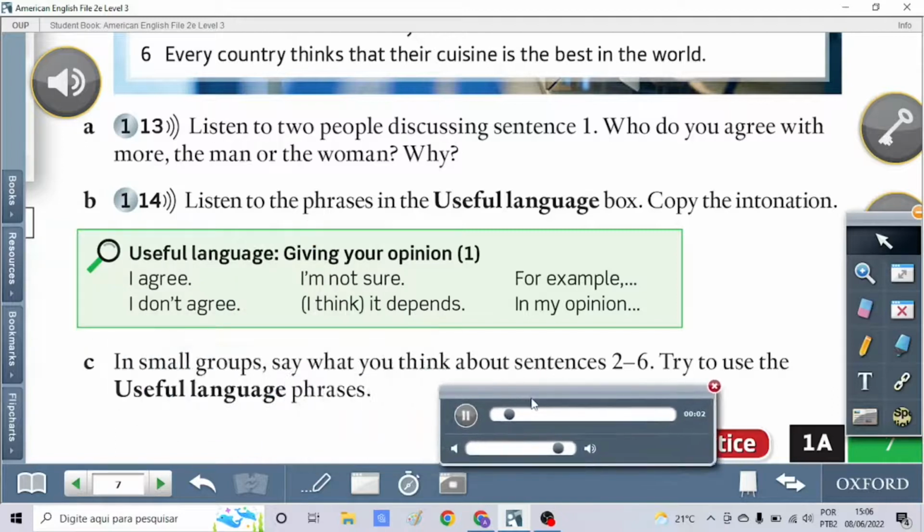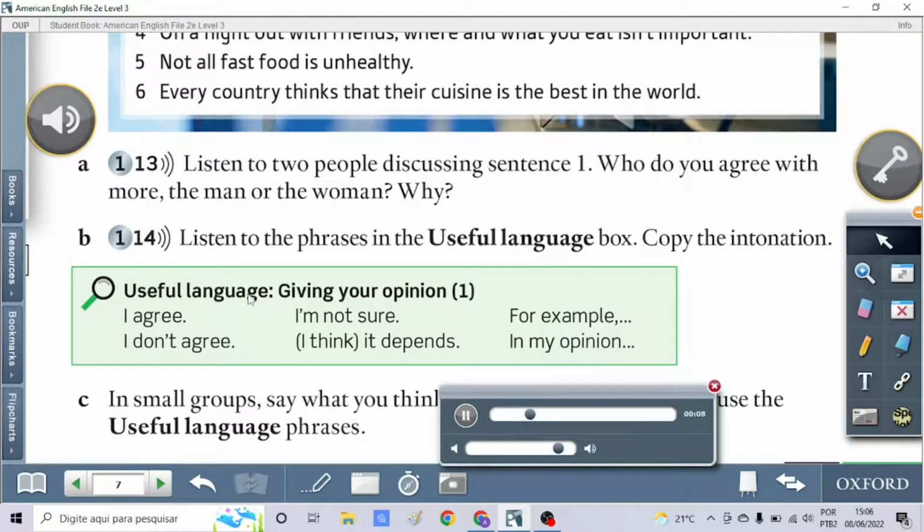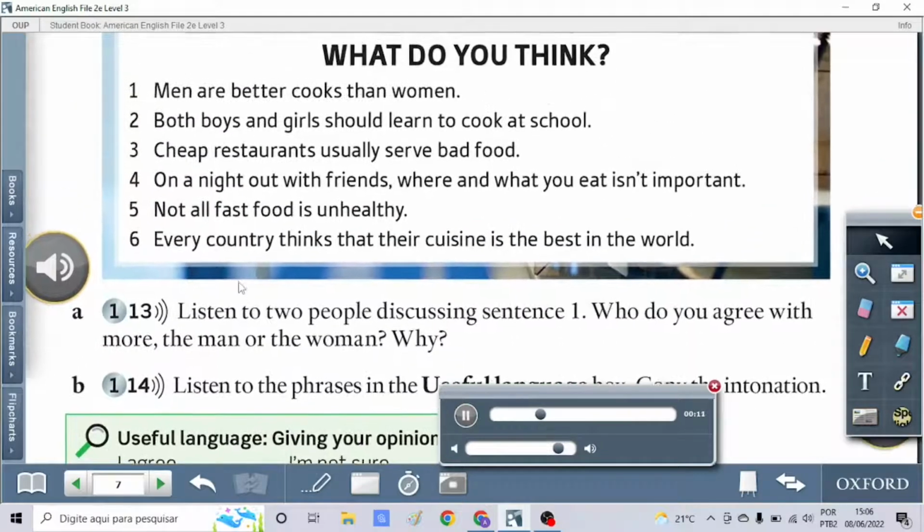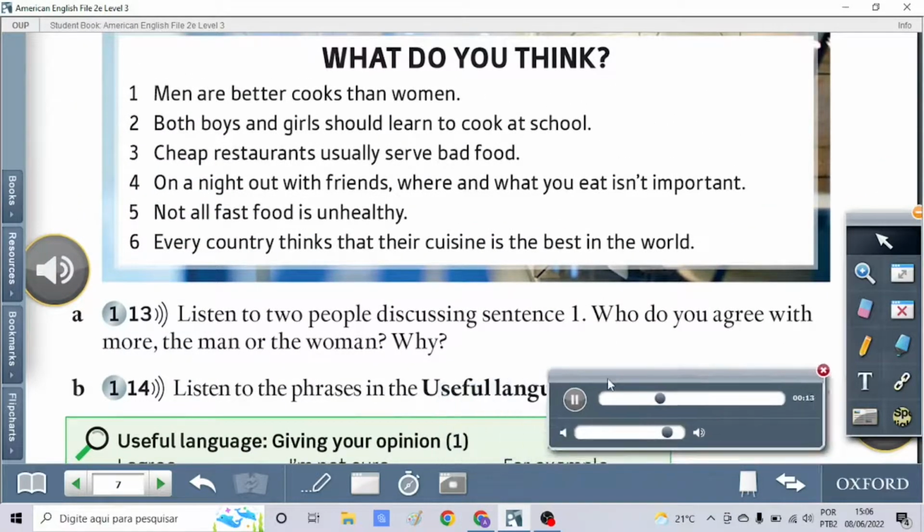I agree. In most top restaurants, the chef is a man. For example, Mario Batali or Marcus Samuelsson. I don't agree. There are many more women chefs than before in restaurants. And at home, women cook much more than men. That's true, but I still think men are better cooks. They're more adventurous in the kitchen. In my opinion, that's only because they don't cook every day. It's easy to be adventurous if you only cook once a week. I'm not sure. I know a lot of men who cook almost every day. I think it depends.